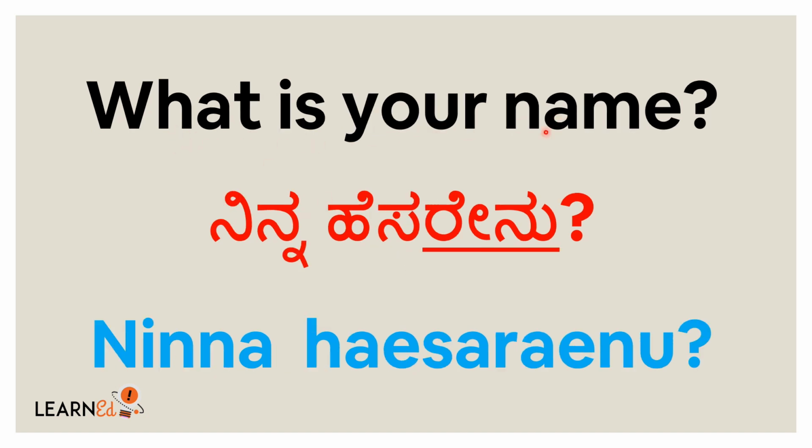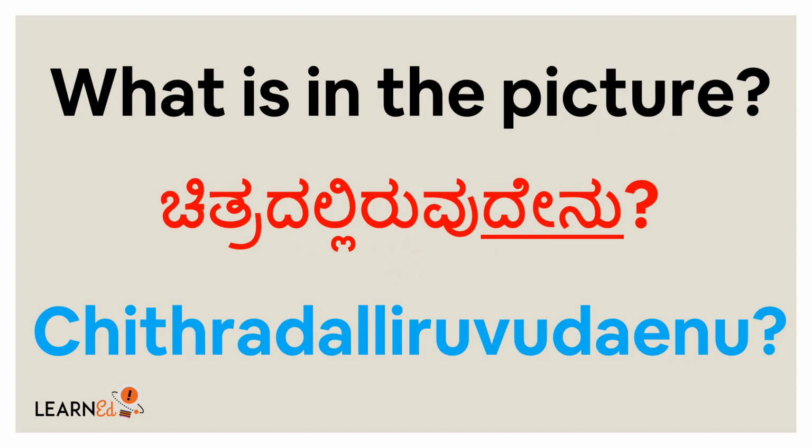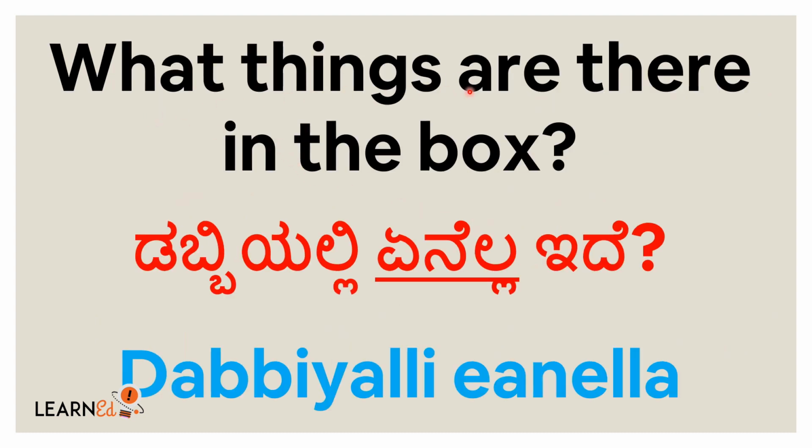What is your name? Ninna hesarenu. Renu, yenu. Hesaru plus yenu, hesarenu. So this yenu is combined with hesaru. What is in the picture? Chitradallirudenu. Chitradalli is in the picture. Irudenu. Denu. So yenu became denu. What things are there in the box? Dabbiyalli yenella ide. Yenella. What all things are there in the dabba, in the box?